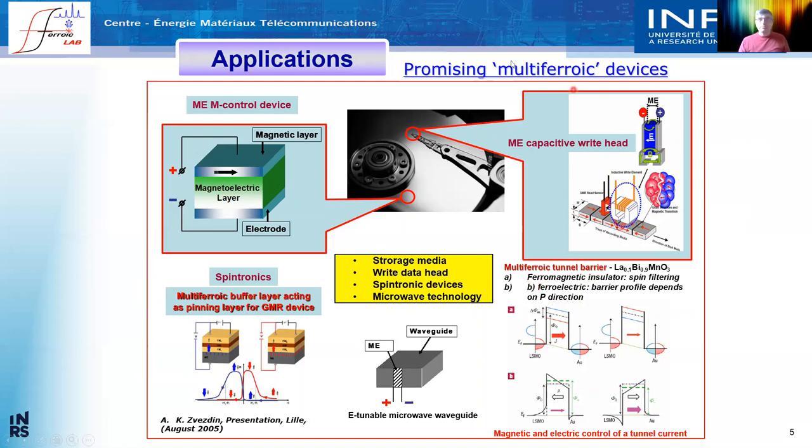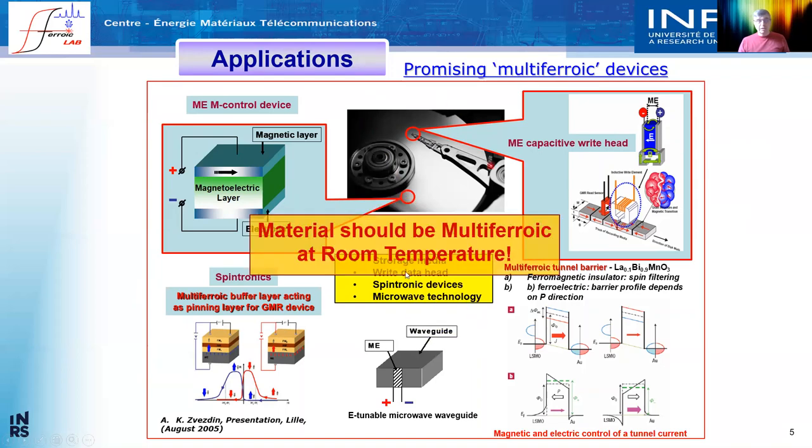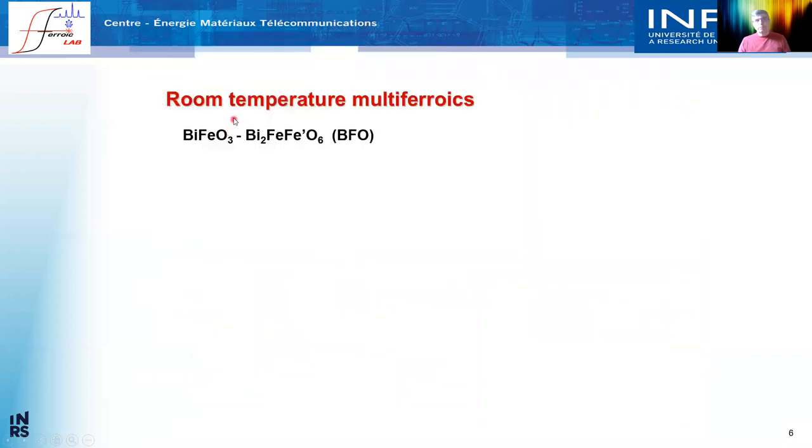But nevertheless, for all these applications, these multiferroic materials should be multiferroic at room temperature. Unfortunately, a lot of multiferroic materials are multiferroic only at low temperature. And low temperature means really low temperature. Up to very, very recently, the only known multiferroic material at room temperature was bismuth ferrite, BFO.